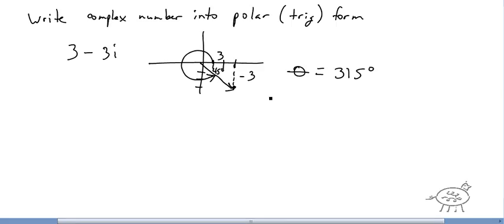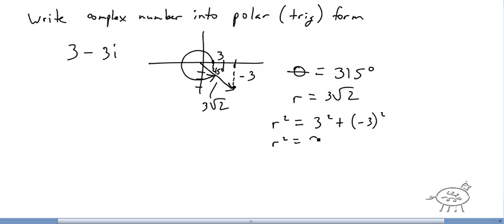And we can use Pythagorean theorem, or you can just know it's x and x root 2. So this is going to be 3 root 2, and that's going to be your r, 3 root 2. Now if you didn't want to do it that way, you wanted to use Pythagorean theorem, you could say r squared equals 3 squared plus negative 3 squared. So r squared equals 9 plus 9. R squared equals 18. So r is equal to 3 root 2.